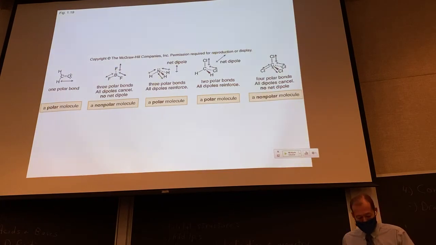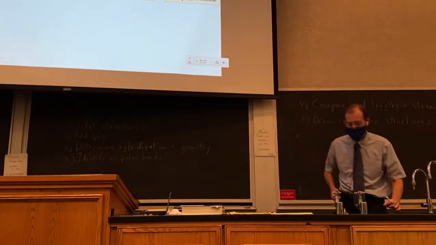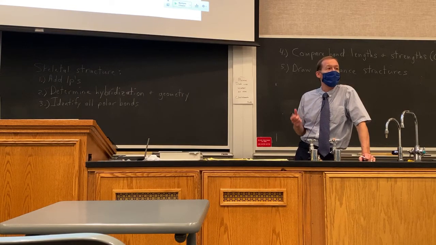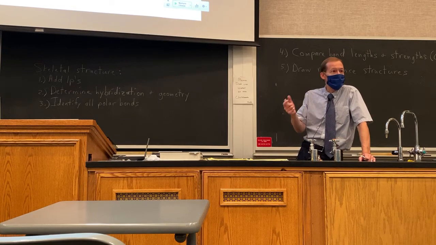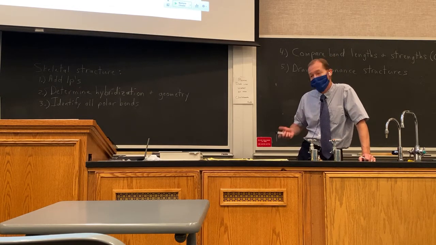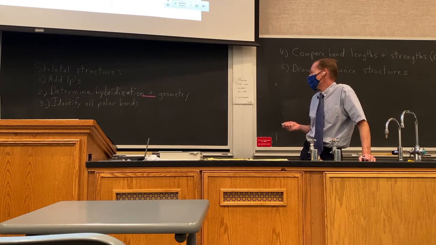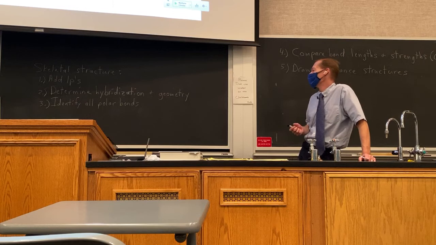So to summarize what we've learned in chapter one and the skills you should have based on it, we talked about skeletal structures. If you are given a skeletal structure, you need to be able to add lone pairs to any place where the lone pairs should be. So that would make that into a Lewis structure. You should be able to determine the hybridization and the geometry of each atom that is not a hydrogen. That's something we talked about last time.